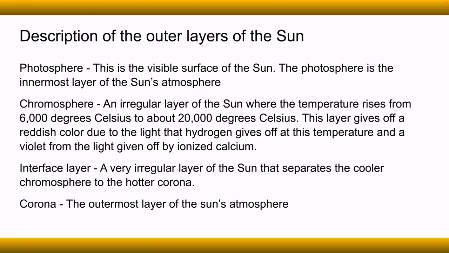Chromosphere, an irregular layer of the sun where the temperature rises from 6,000 degrees Celsius to about 20,000 degrees Celsius. This layer gives off a reddish color due to the light the hydrogen gives off at this temperature, and a violet from the light given off by ionized calcium. Interface layer, a very irregular layer of the sun that separates the cooler chromosphere from the hotter corona. Corona, the outermost layer of the sun's atmosphere.